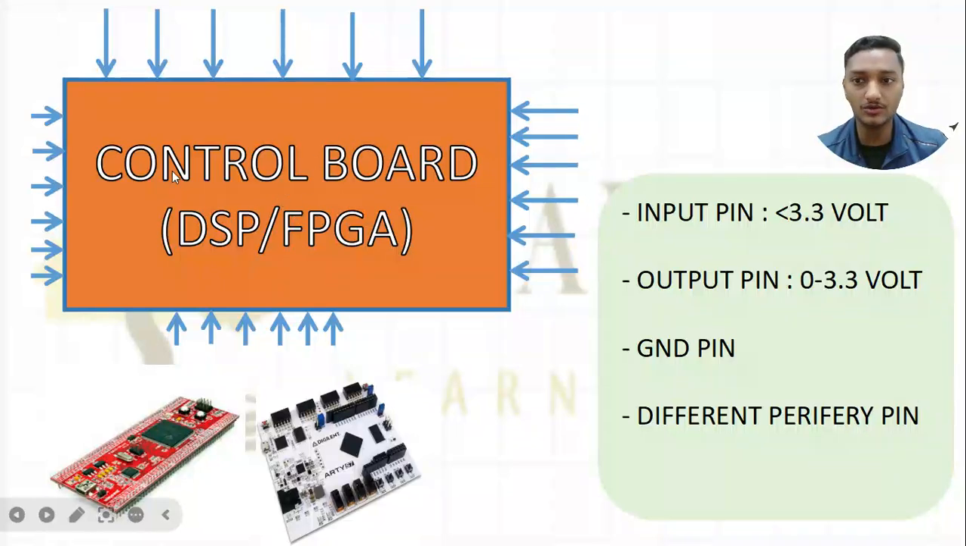What I told you is that we have a control board like an FPGA or DSP. It has different pins like input pins, output pins, some sensing pins, and different peripheral pins. Its input pin again requires a voltage of less than 3.3 volt.